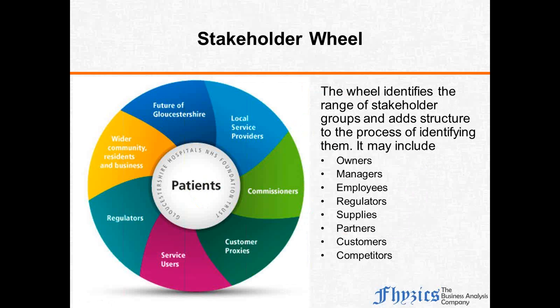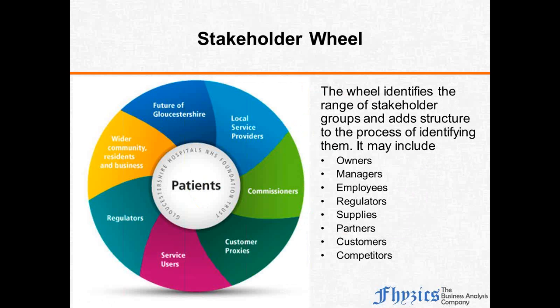The stakeholder wheel is, again, as we discussed, giving us a structure to think about the various stakeholders. The different groups of stakeholders identified in the stakeholder wheel are the 8 ones which you are seeing on the slide: owners, managers, employees, regulators, suppliers, partners, customers, and competitors. These are all the 8 groups your stakeholder may fit into.